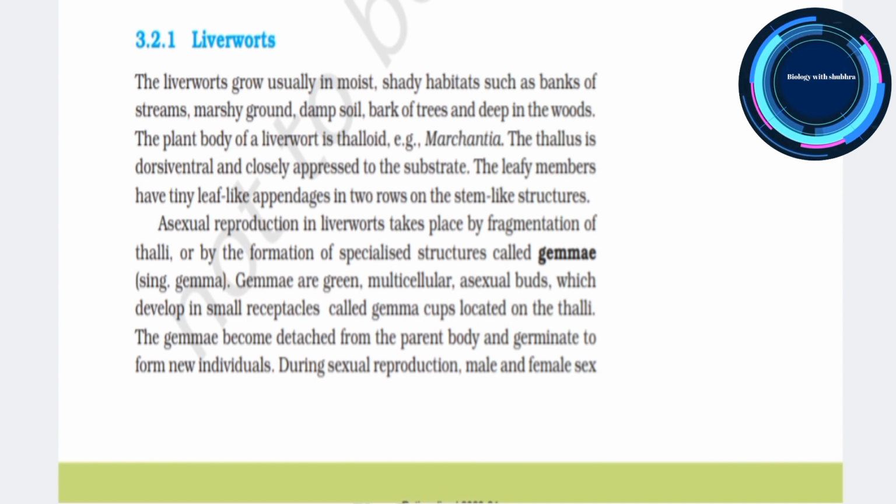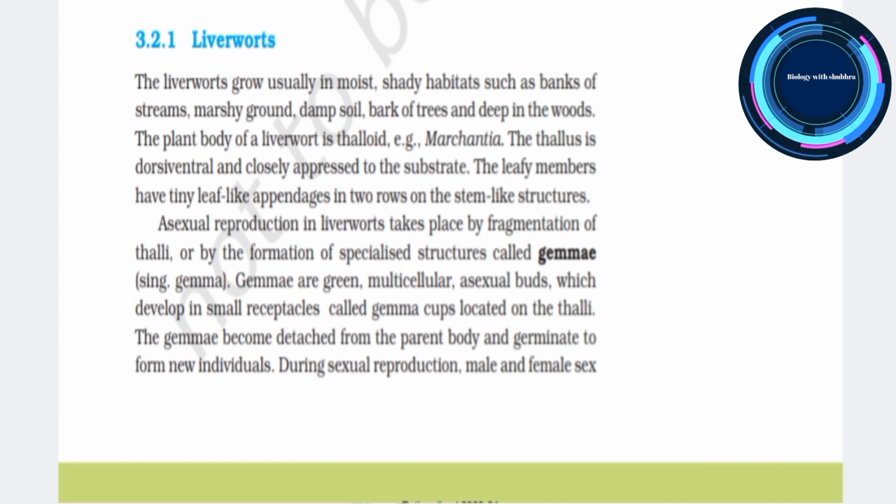The leafy members have tiny leaf-like appendages in two rows on a stem-like structure. Here, the thallus is attached to the rhizome in a straight manner.